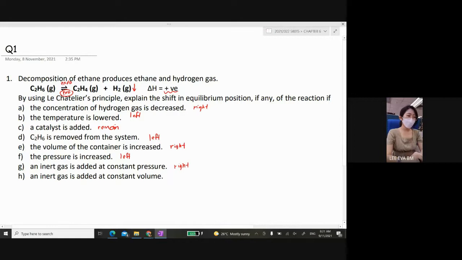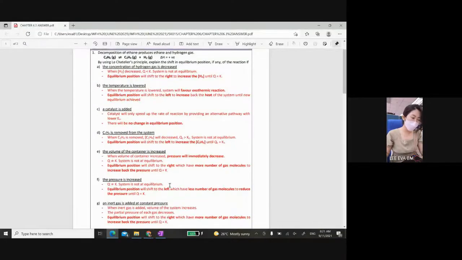And last one, adding in a gas at constant volume. Partial pressure remains unchanged. Yeah, therefore, since your partial pressure remains unchanged, therefore, the equilibrium also remains unchanged. Okay, so the further explanations you can see through your Google Drive. We'll upload this one in a while.